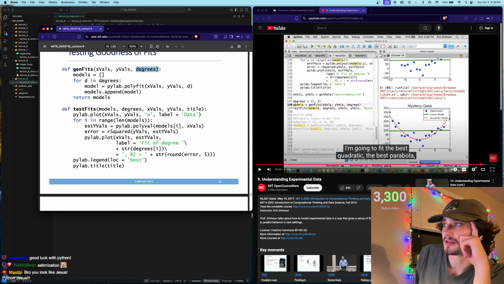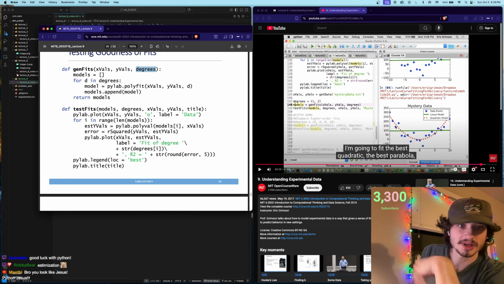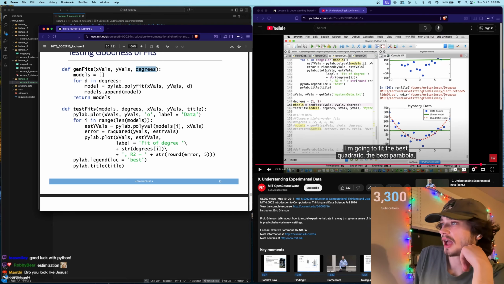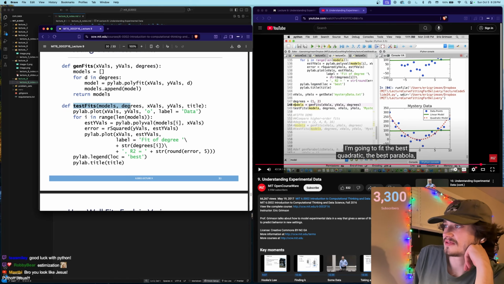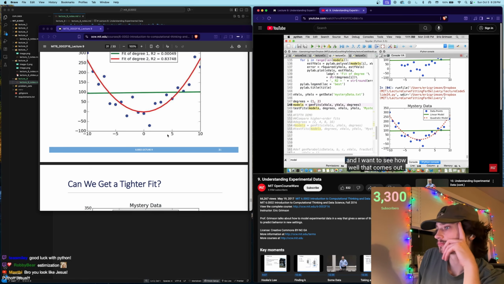You can by a number of degrees. So you think about plotting not only the green, but the red point within a single call, or the red lines and green lines. Now we have test fits, which will go ahead and actually plot all of the models onto their graph here. And I want to see how well that comes out.